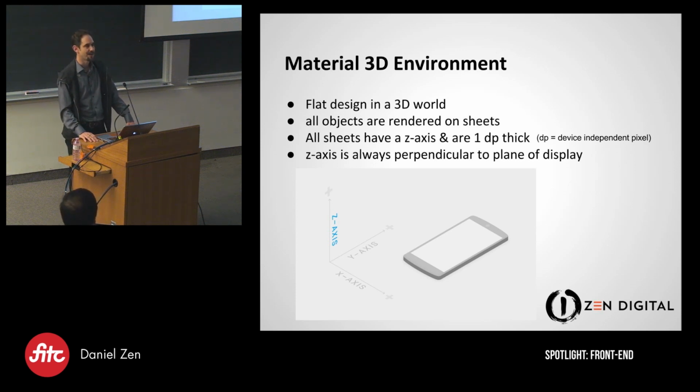All objects are rendered on sheets. And all sheets have a z-axis and are one device-independent pixel thick. The z-axis is always perpendicular to the plane of the display. So you never have images that are going to flip. You're not going to have origami-like effects. It's not meant to be part of the metaphor for material design.